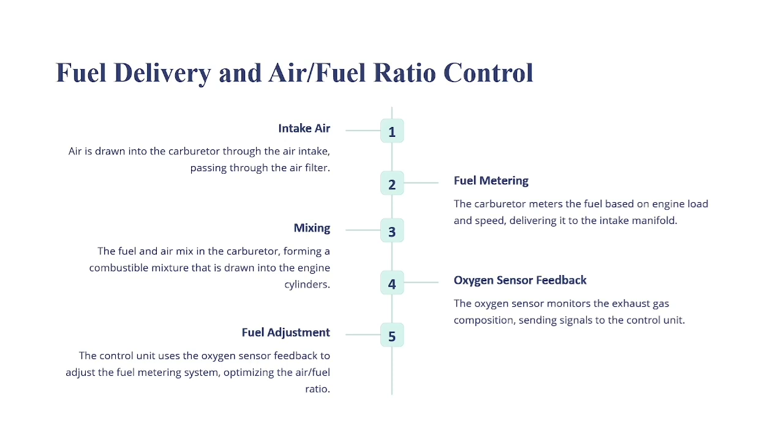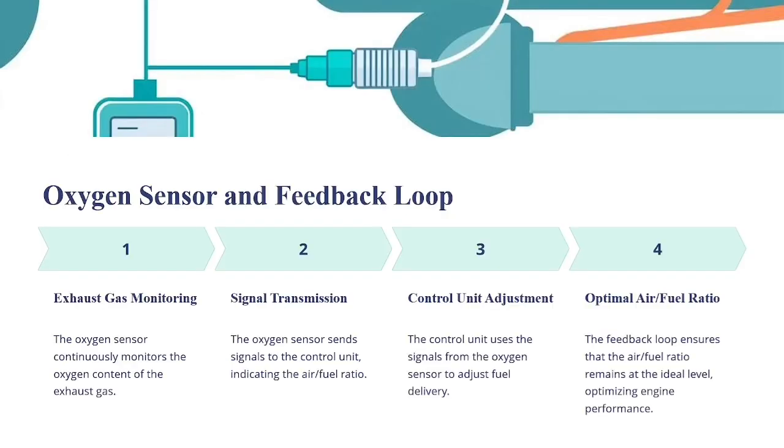In fuel adjustment, the ECU adjusts the fuel metering valve to increase or decrease the fuel flow. The adjustment maintains the optimal air fuel ratio based on the oxygen sensor feedback. This continuous feedback loop ensures optimal engine performance, fuel efficiency, and emission reduction. The next topic is the oxygen sensor and feedback loop.